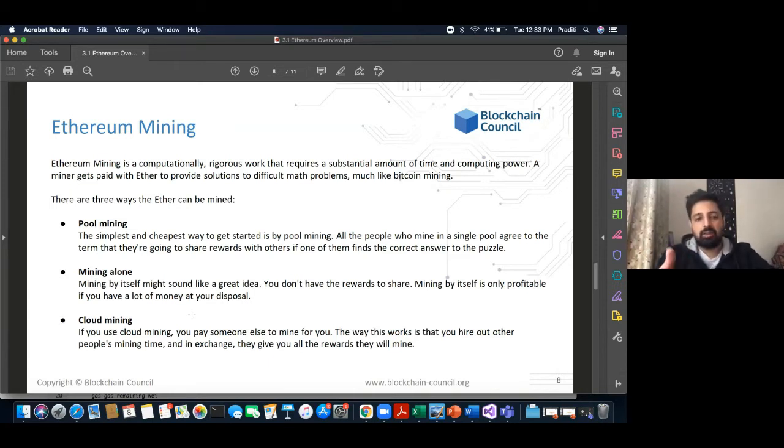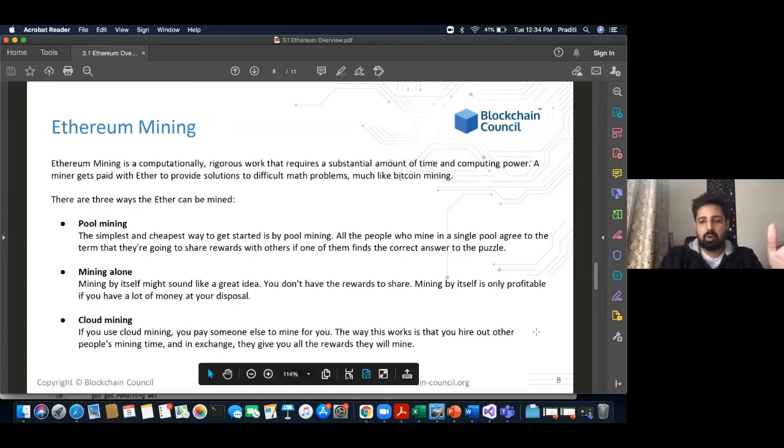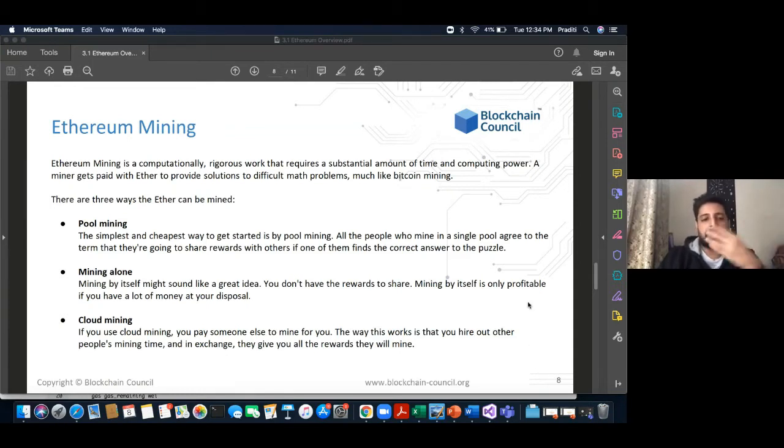Cloud mining. If you use cloud mining, you pay someone else to mine for you. It's basically that someone is mining and I'll be getting the partial output. That is, you mine and I'll be giving you this much share, and it's a kind of pool mining, but we refer to it as cloud mining. This way works if you hire out other people's mining time and in exchange they give you the rewards they mine.